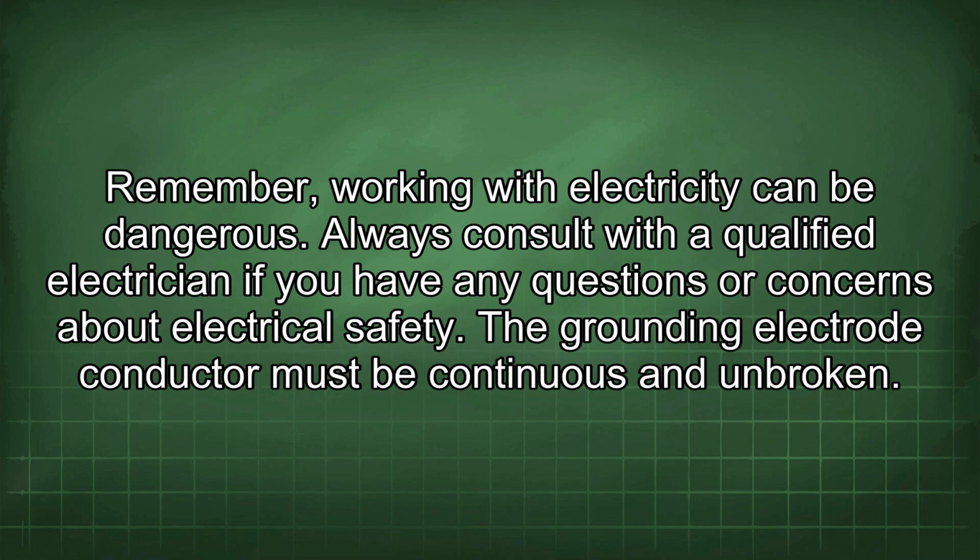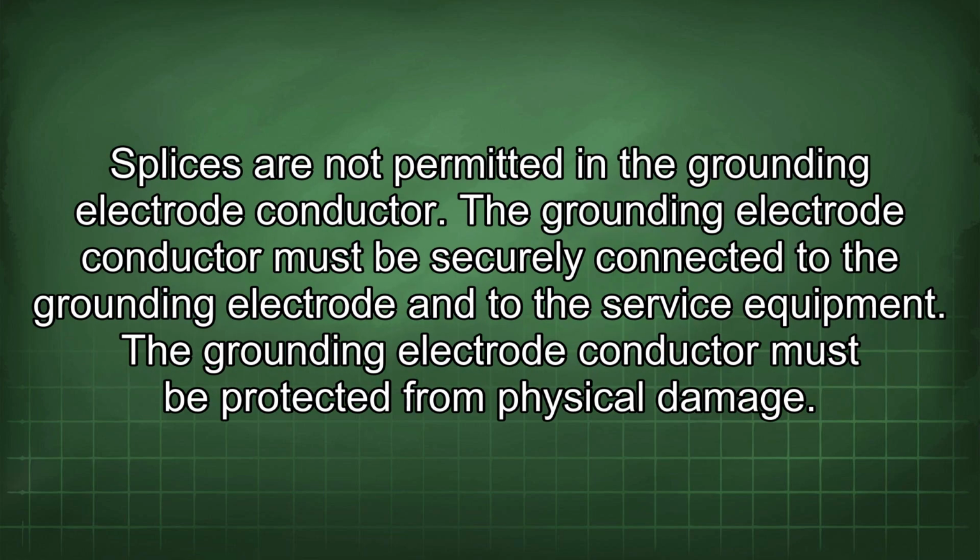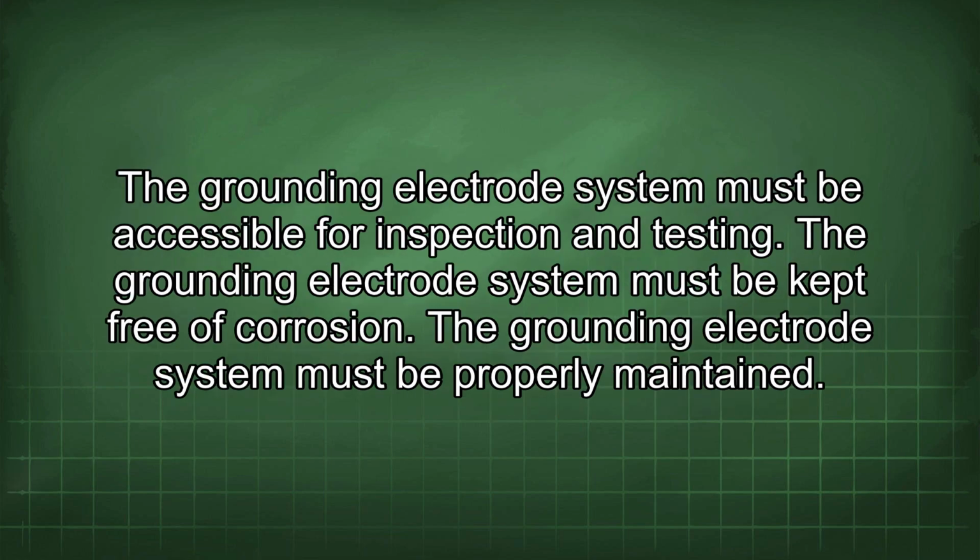The grounding electrode conductor must be continuous and unbroken. Splices are not permitted in the grounding electrode conductor. The grounding electrode conductor must be securely connected to the grounding electrode and to the service equipment. The grounding electrode conductor must be protected from physical damage. The grounding electrode system must be accessible for inspection and testing.